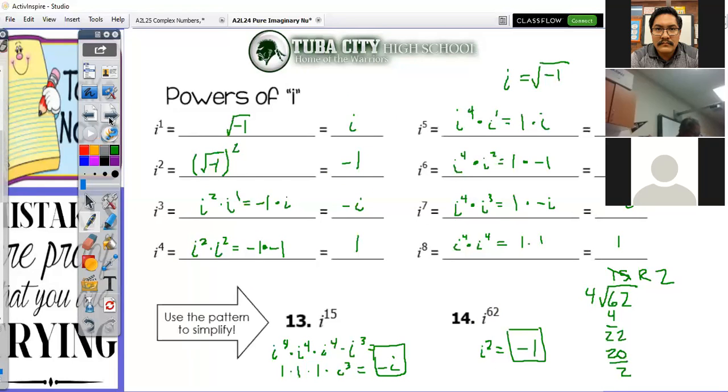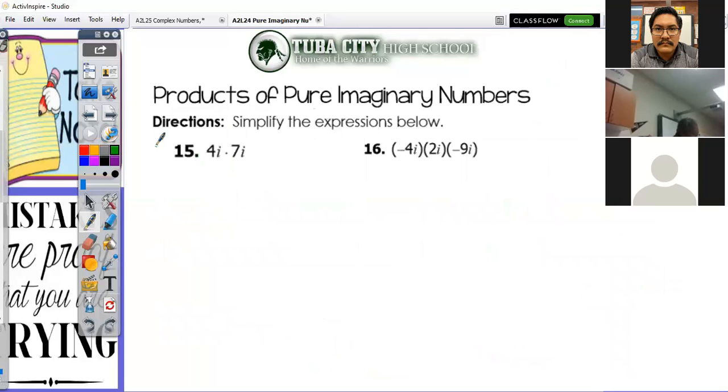All right, moving on. All right, last of the objectives: products of pure imaginary numbers.